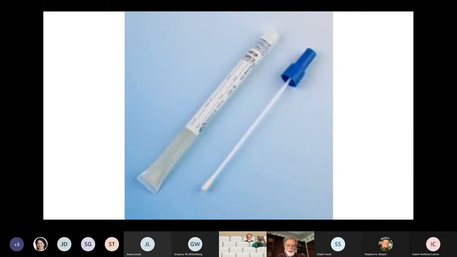And this is the culture, very simple to use. You just rub it on crusted areas. I think sometimes you think, well, that's not going to be a very good test. It is, though. It's highly sensitive and highly specific. They get this in the lab and they do their microbiology thing. And you get pretty good results, and you get the sensitivities by day three that can help guide the treatment.